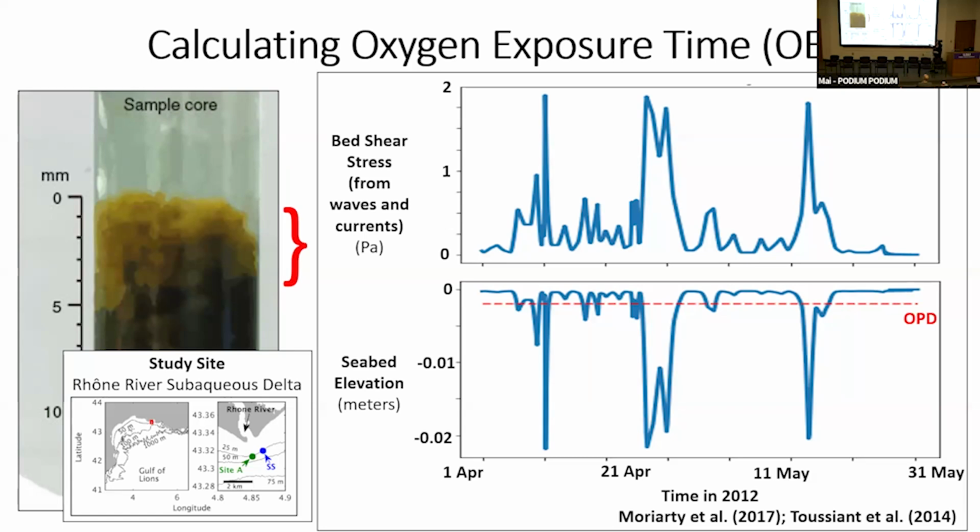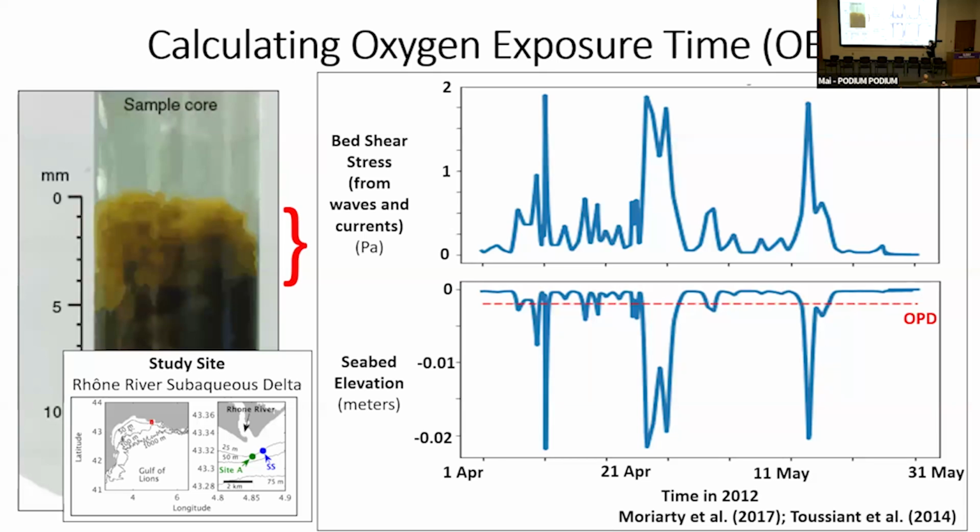And here you're looking at bed shear stress over a period of 2 months. And then this is modeled erosion, modeled seabed elevation. So every time it goes down, you're getting erosion, then up it's deposition, erosion, deposition, erosion, deposition. And then this red line shows your oxygen penetration depth, which is about 1 to 2 millimeters at the site, even during these erosional events.